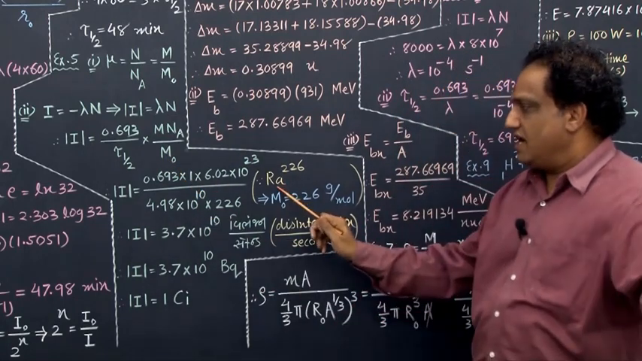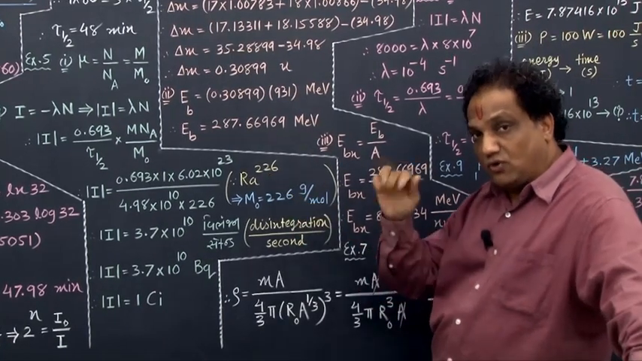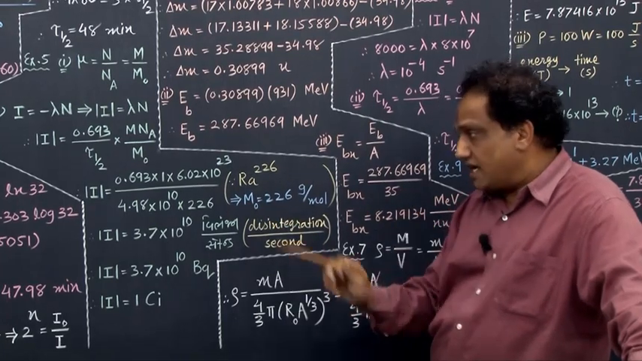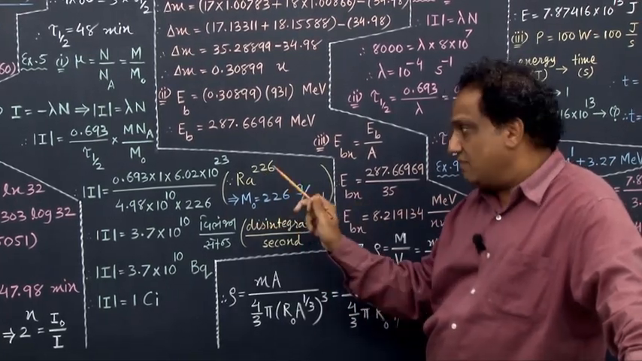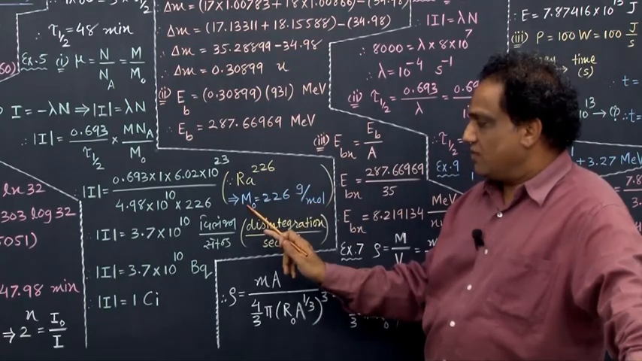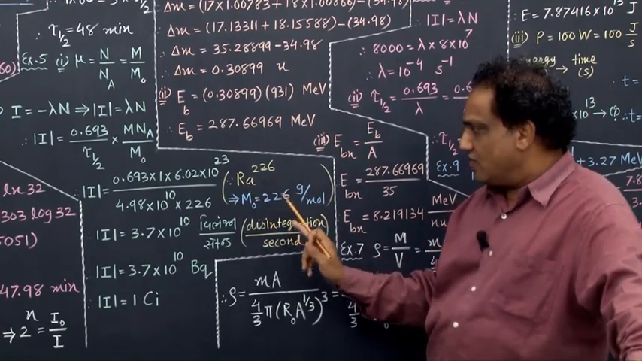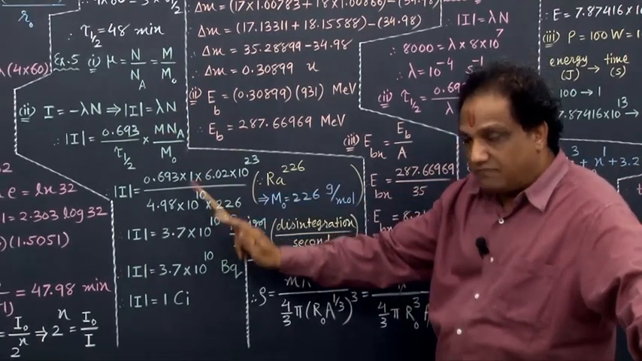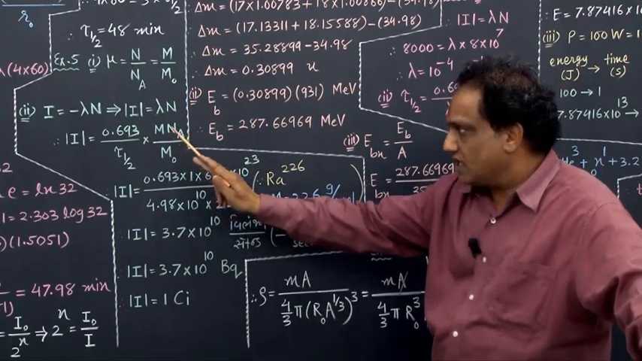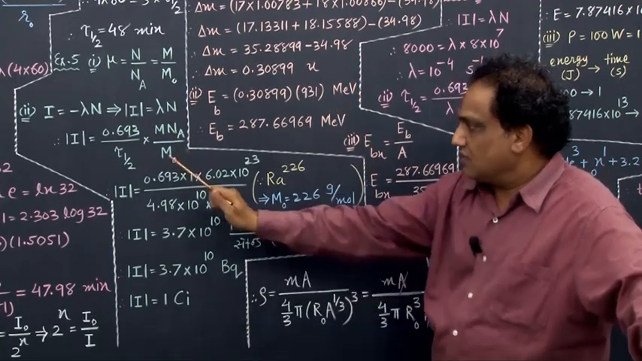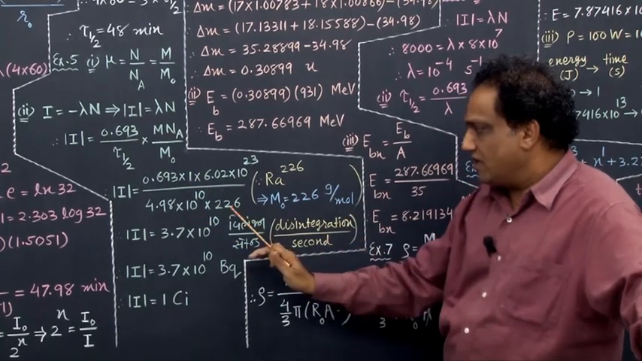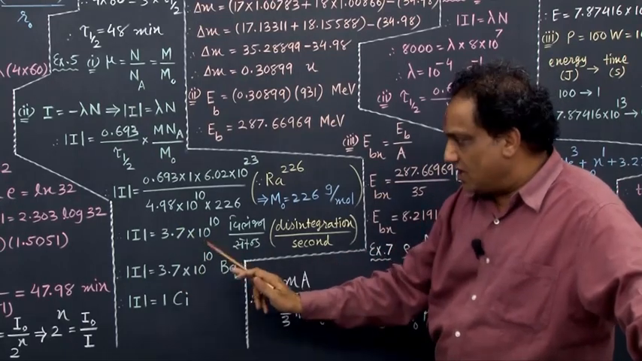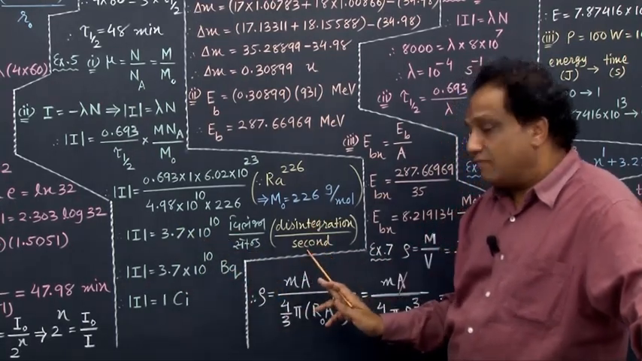Which element is given to you? Radium 226. I told you in the past, whenever they are not giving atomic weight, you are supposed to take atomic mass number as atomic weight, but that many gram per mole. So this atomic weight for radium would be 226 gram per mole. And when you are taking this mass as 1 gram, this also should be taken in gram only, so that gram will cancel. This mass is 226 gram per mole. I am writing here 226. Simplify, answer is 3.7 into 10 to 10, that many disintegrations per second.